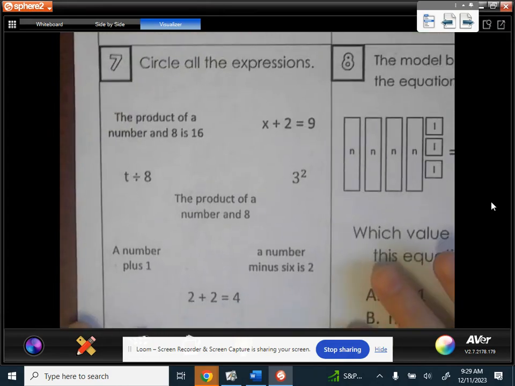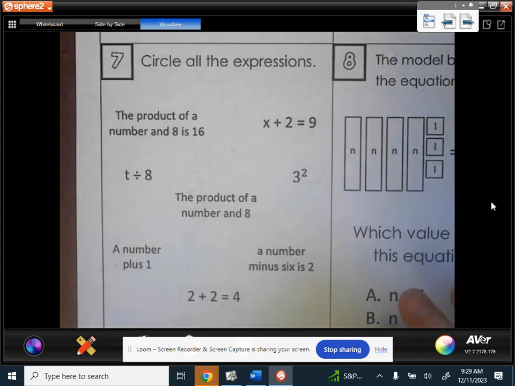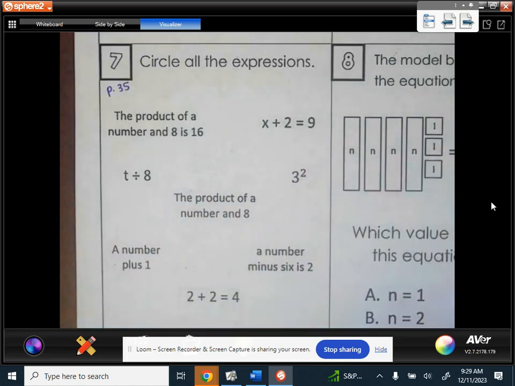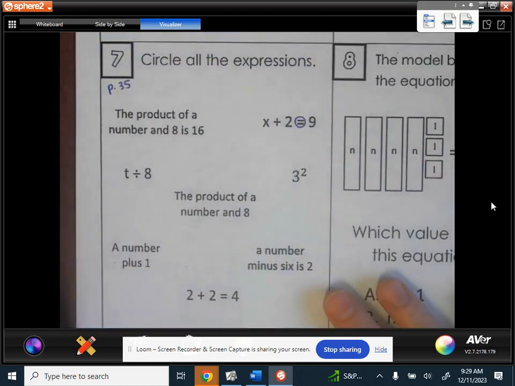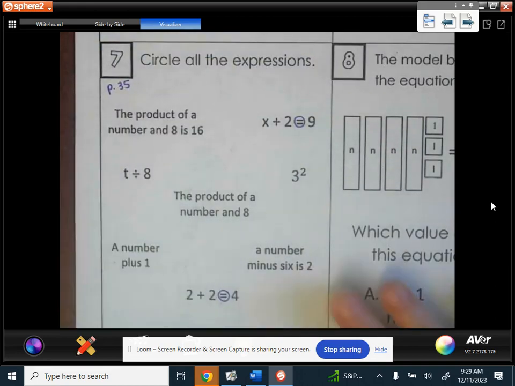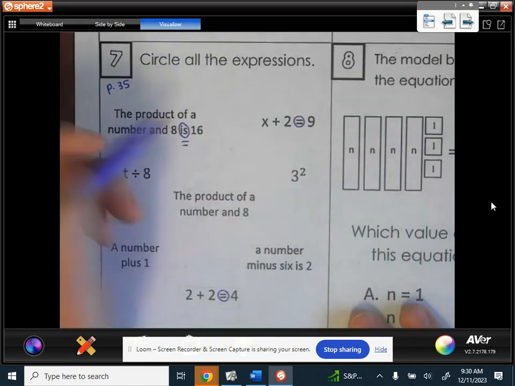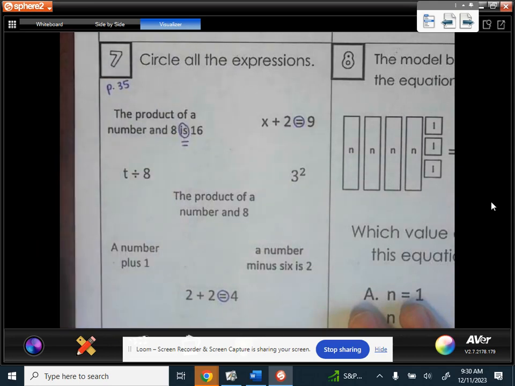Number 7, circle all the expressions. I believe this is found on page 35. Those notes on page 35 are expressions versus equations. It's easier to pick out an equation. Equations have an equal sign. So we see an equal sign here, and we see an equal sign here, so we know those are equations. Also remember that "is" means equal. So when it says "is 16," that means it equals 16. And when this one says "is 2," that means equals 2. So all of those are equations.